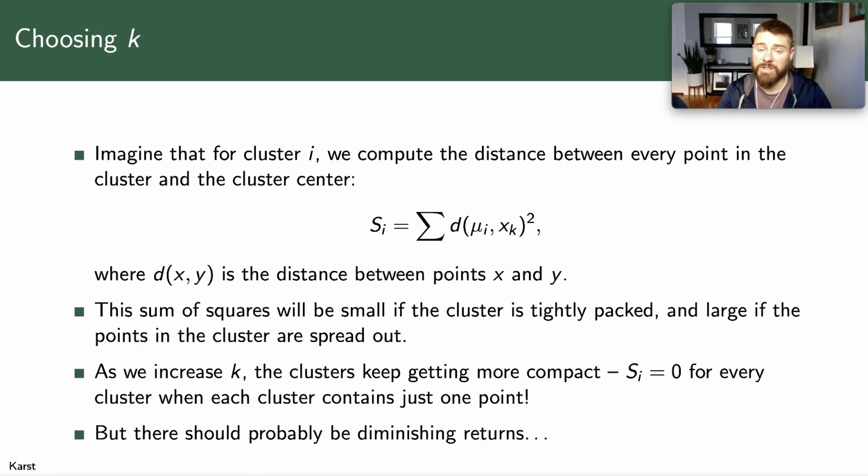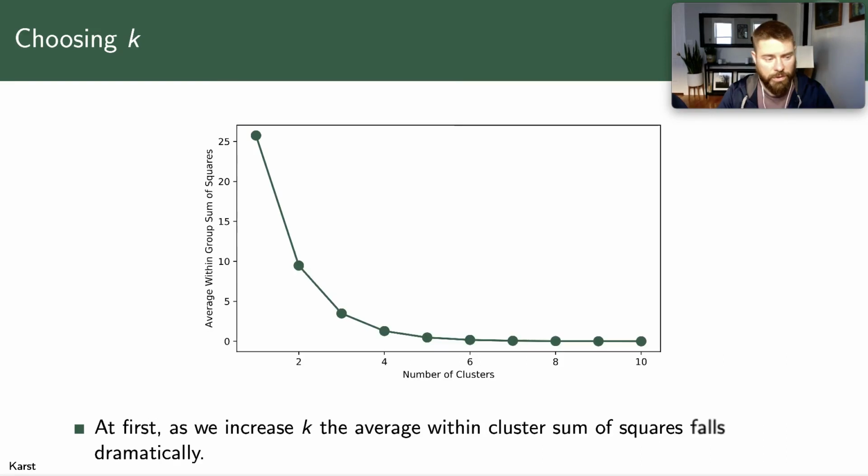If k is really small, if we have k equals 1, for instance, then basically this thing is the variance of the data set, and we get some kind of decrease as we increase the number of clusters. As you increase the number of clusters, you're allowing data points to be closer to the center because there are more centers to be close to. So yes, there should be decreasing S_i, but there are probably diminishing returns. So if we plotted this thing, this is what we would see.